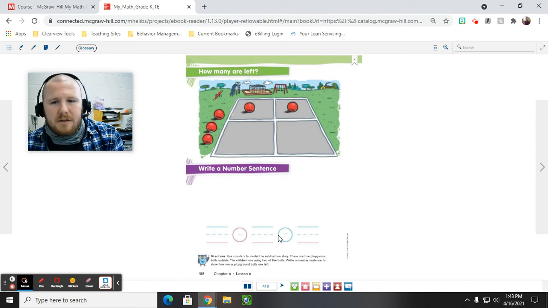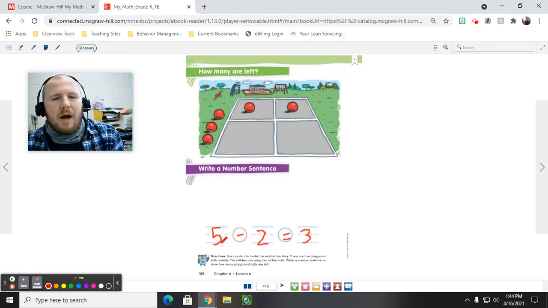It says there are 5 playground balls outside. Ooh, 1, 2, 3, 4, 5. Let's make sure we write that down. Oh, you guys already wrote it down because you know what I was going to do. You guys are working really fast. Hold on. We have 5. And then how many are going to go into the ball and the squares here? They're using 1, 2 of them. So how many balls are not being used? 1, 2, 3 equals 3 left.